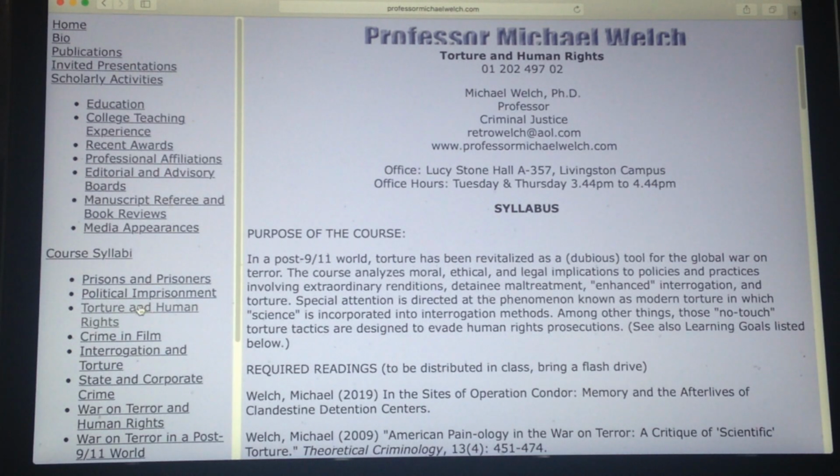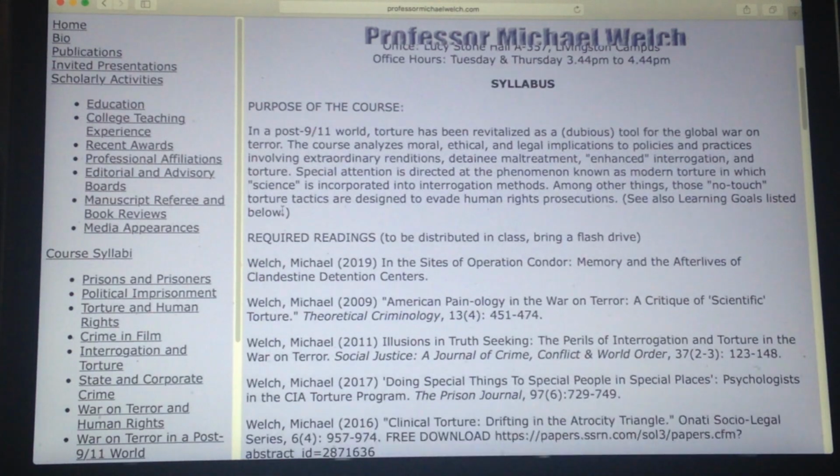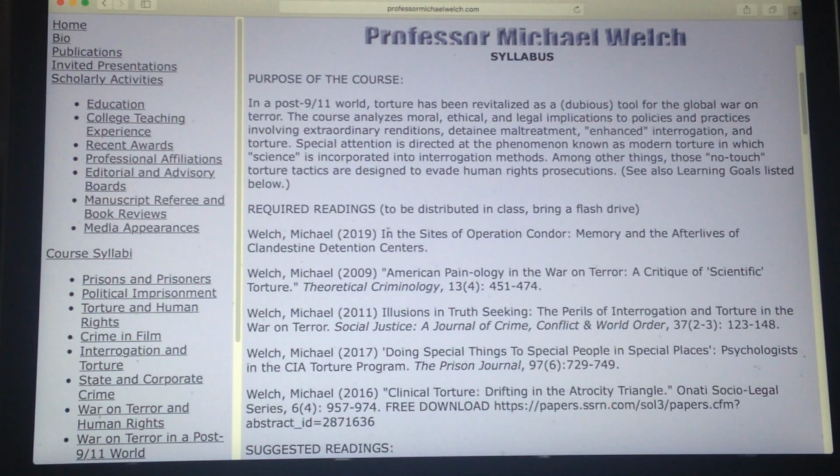And that syllabus has been constructed for Canvas, which is going to be the last episode in this series. We're going to go to the Canvas page. We're going to look specifically at this syllabus, Torture and Human Rights, and how I have reconfigured it for your educational purposes. But the thrust of this syllabus is pretty much indicative of what we're going to do this semester.